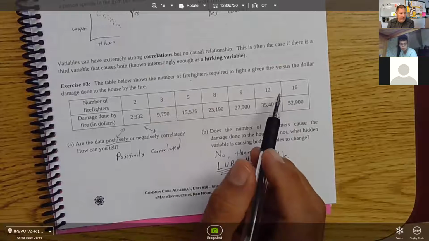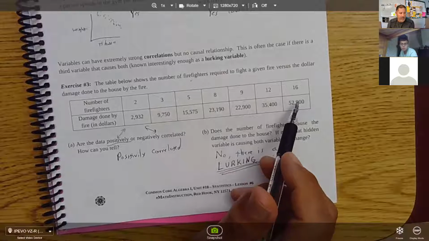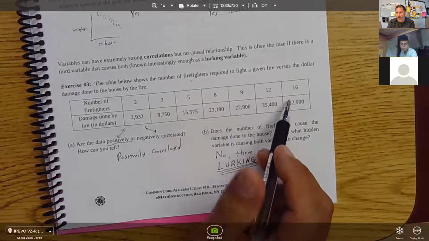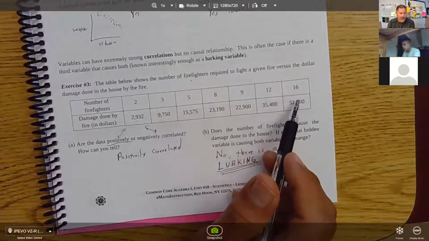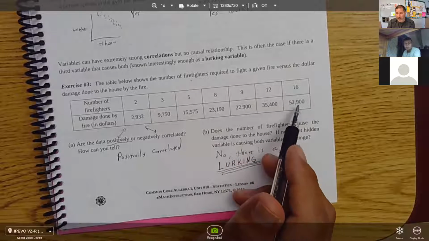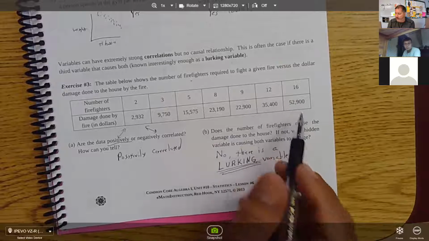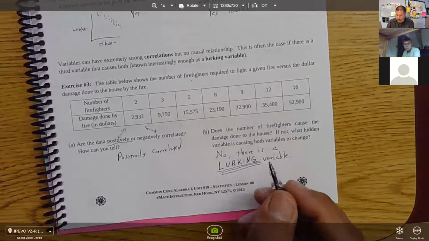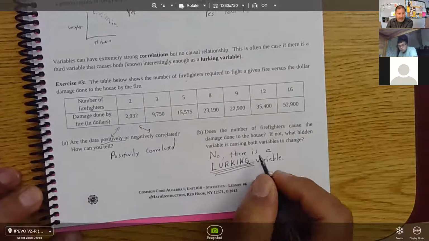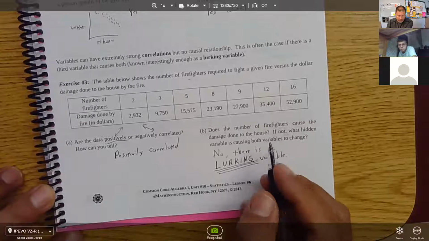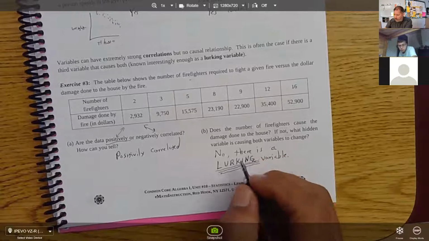So some people say the way we reduce the damage by fire is reducing the number of firefighters. No, that is not the answer. Just because there's more firefighters at a house that's really damaged just means that there was a big fire and they needed a lot of firefighters to fight it. So there's no causal relationship. A lurking variable means that the fire is the thing that's causing the damage. Okay, so the fire is the lurking variable.